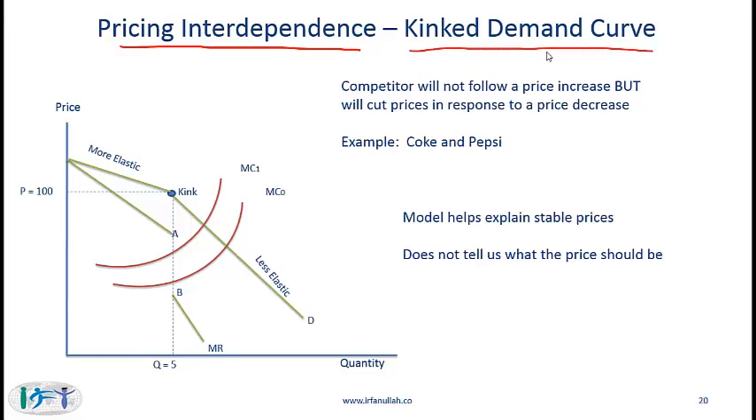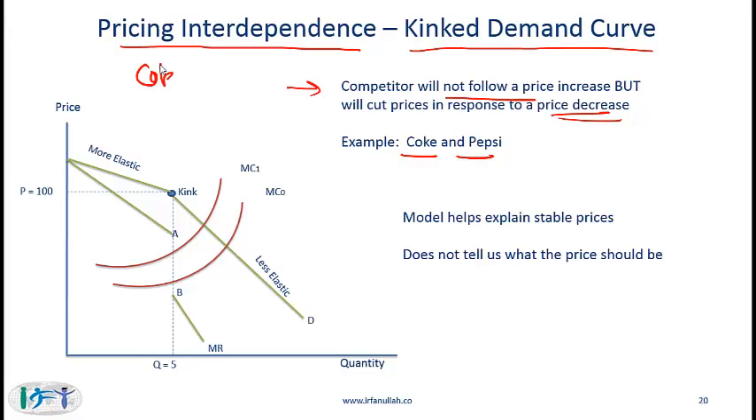The major premise here is that a competitor will not follow a price increase but will cut prices in response to a price decrease. To understand this, let's consider an example. Say in a given town we have both Coke and Pepsi. These are the only players in the cola market. So we have a kind of oligopoly here which is called a duopoly. This is where we have 2 major players.